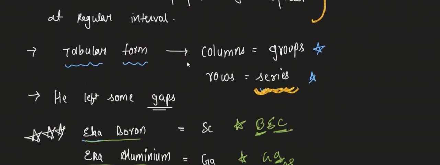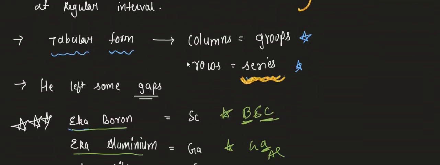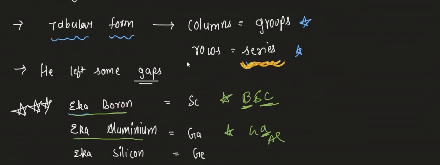So what is the specialty of Mendeleev's periodic table? He is the one who first arranged the elements in tabular form. In the table you can see columns and rows. Remember, columns are called groups, rows are called series. Now you will say, no ma'am, rows are periods. We generally call columns groups and rows periods, right?